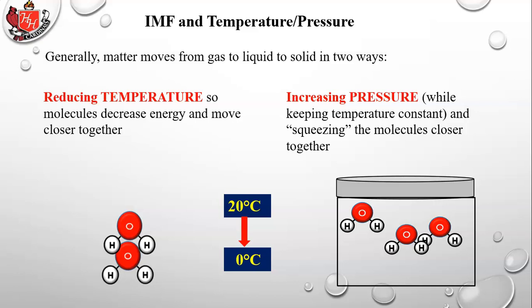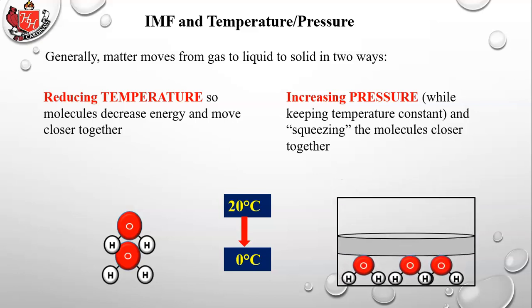The other is increasing the pressure while keeping the temperature constant and squeezing the molecules together. So this is just brute force. You can push down that piston there and squeeze them together and cause them to become a liquid or a solid just by increasing the pressure on the molecules.